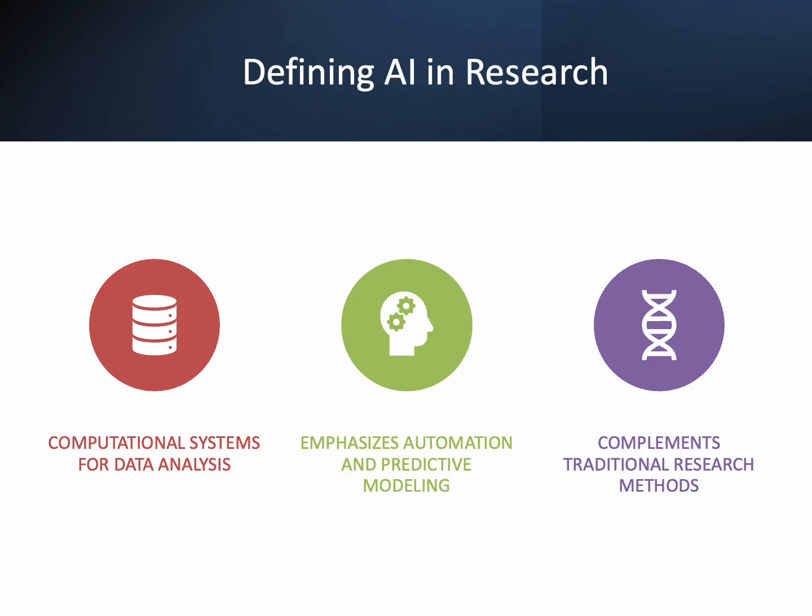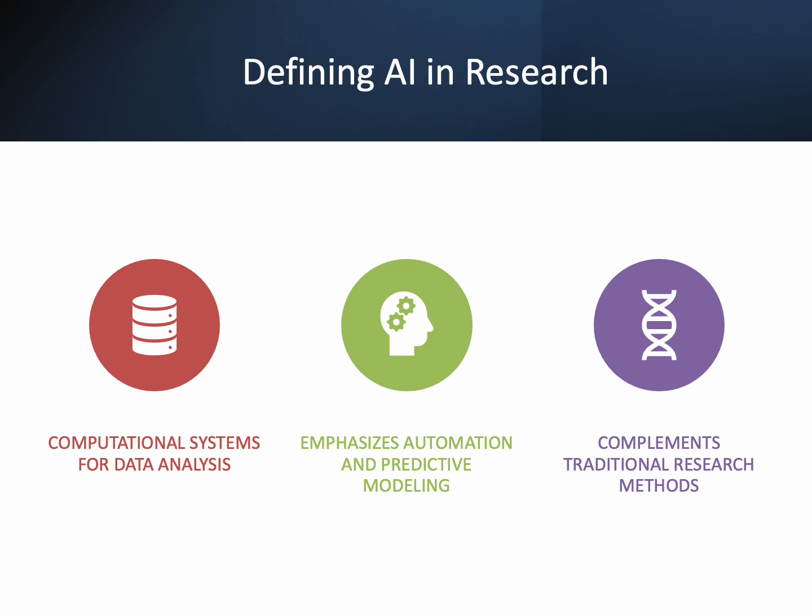Following our introduction, let's define AI in research to clarify its role in healthcare management and social sciences. AI refers to computational systems that mimic human intelligence, enabling advanced data analysis, automation, and predictive modeling. In research, AI processes large datasets to uncover patterns, such as predicting hospital readmissions or analyzing social inequality trends. Unlike traditional methods, which rely on manual statistical analysis, AI automates tasks like data pre-processing and model building, enhancing efficiency.